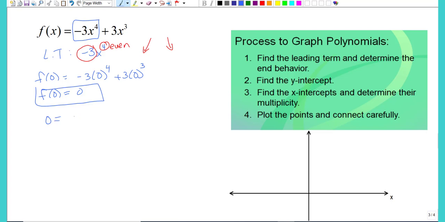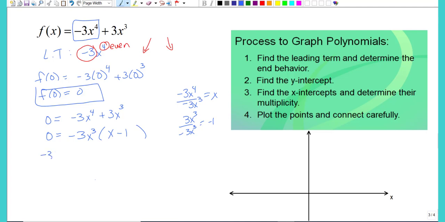So I set the function equal to 0. It is not factored, so you have to factor it. This is just a greatest common factor. I think I'm going to take out a negative 3x cubed. And remember, when you're factoring out, you're just dividing each term. So I'm really dividing that first term by negative 3x cubed, and that's going to leave me positive x. And then I'm going to divide this, and that's going to leave me negative 1.